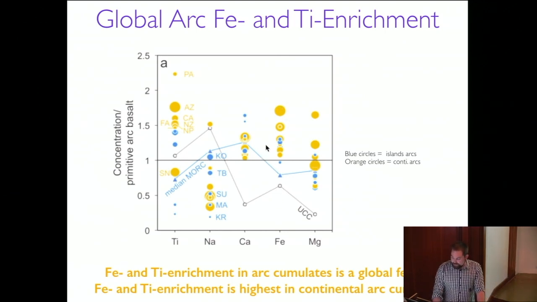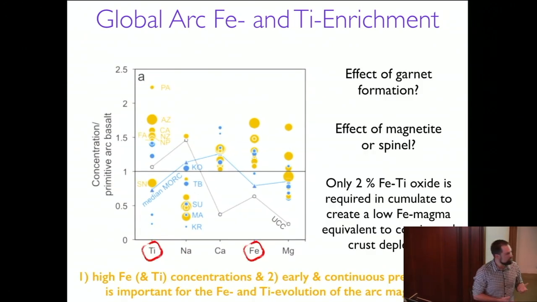And what you see, especially in all arc cumulates effectively, but especially in the continental arc cumulates, is that there is a complementary enrichment in iron that you see in these arc environments. Can that explain, for instance, why the upper continental crust is depleted? Or could these cumulates be a complementary reservoir to this depleted upper continental crust? So what causes this enrichment in iron and to some degree in titanium, as you can see here, compared to upper continental crust and mid-ocean ridges?